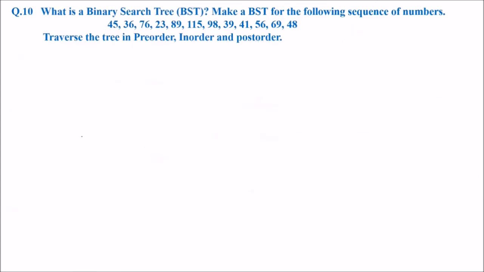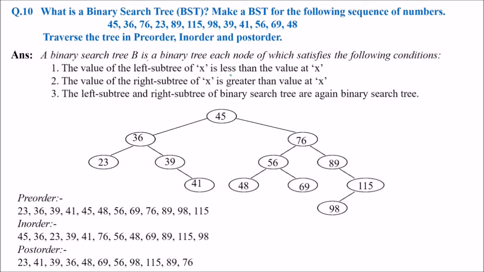The next question is, what is a BST, a binary search tree? Make a BST for the following sequence, and traverse the tree in pre-order, in-order, and post-order. A binary search tree is essentially a binary tree which satisfies a certain condition: in the left subtree, all the members should be less than the root, and all the members on the right should be greater than or equal to the root. And these left and right subtrees should again be binary search trees.